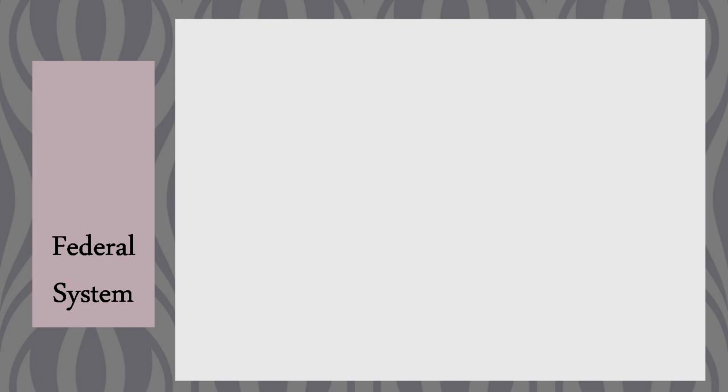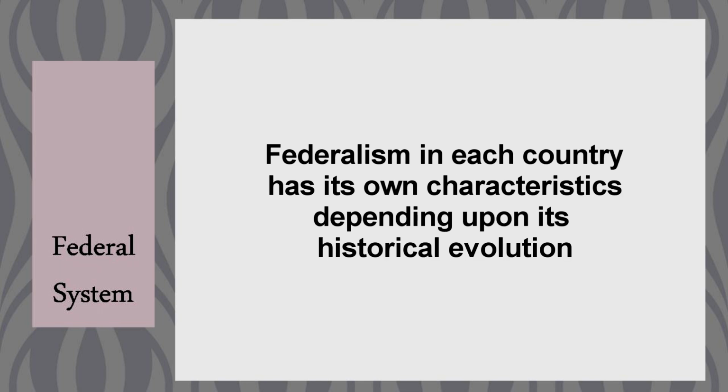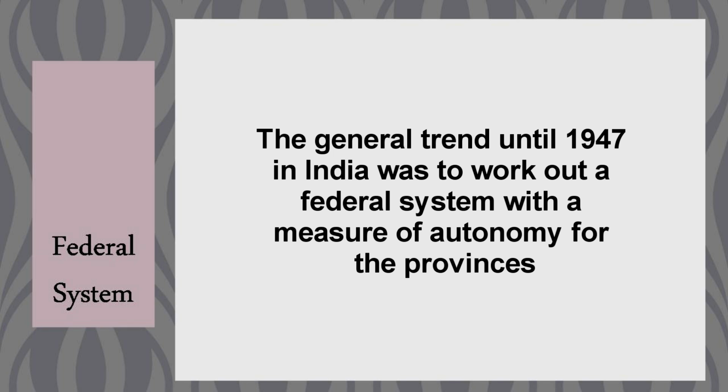The next thing in our constitution is the federal system. Federalism is actually a system which looks at division of political power between the central and the state governments. Federalism is not new to India. It exists in many countries and each country has its own characteristics depending upon its historical evolution and its societal requirements. The general trend until 1947, when India was trying to work towards this constitution, was that the federal system was with a measure of autonomy for all the provinces.